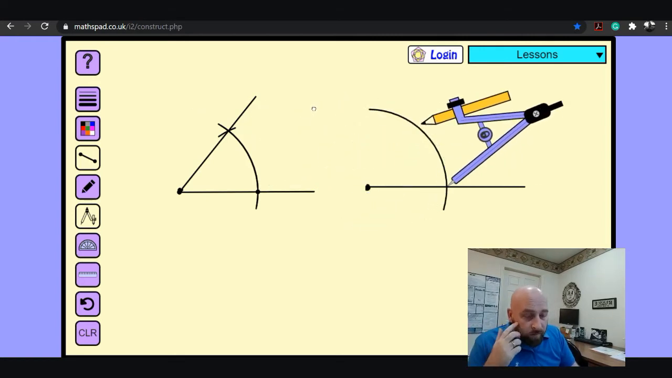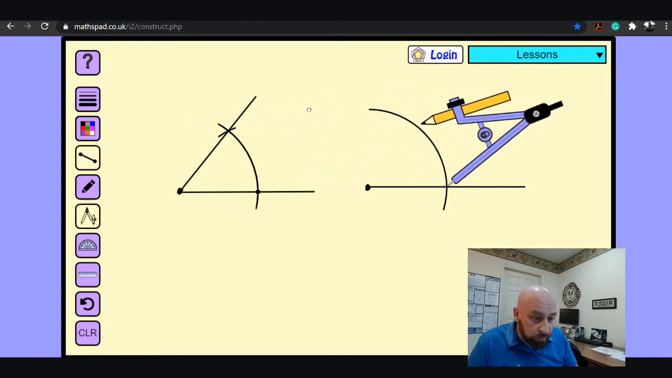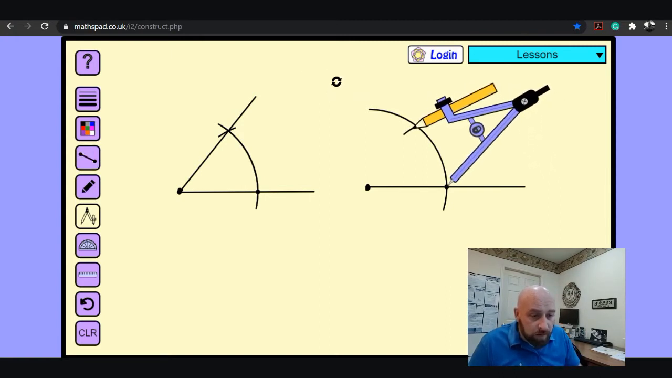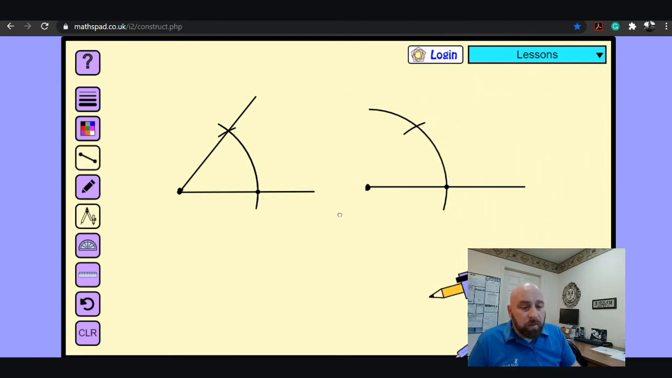So then you come over here to the second one, put your point on the same point, the vertex, if you will. And then, remember, keep it locked in. And we are going to put another arc right there. And now we have an X.